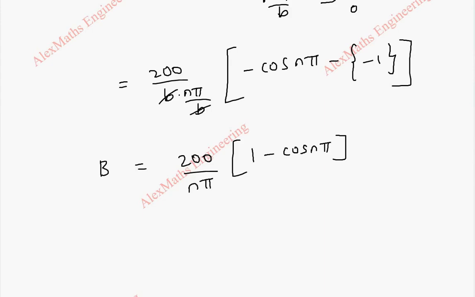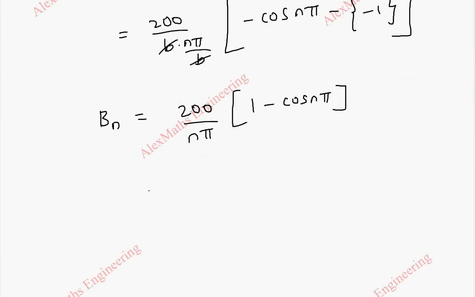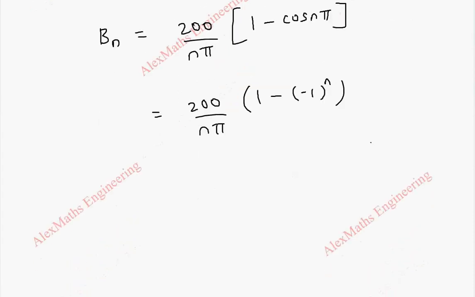So this is our bn, and from here we can take cos n pi as minus 1 whole power n. So this is 200 by n pi into 1 minus of minus 1 whole power n. So when n is odd, like 1, 3, 5, 1 minus of minus 1 whole power 1 is 1 minus of minus 1, which is 1 plus 1, so it becomes 2.